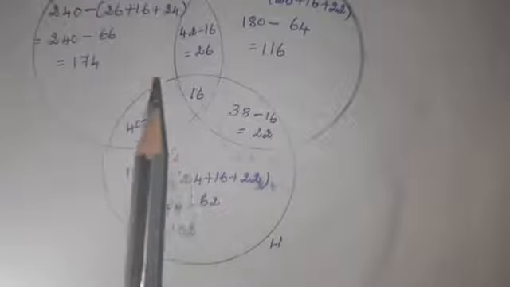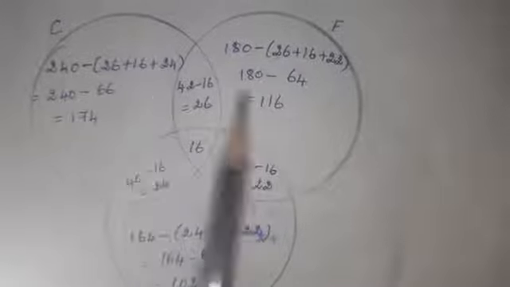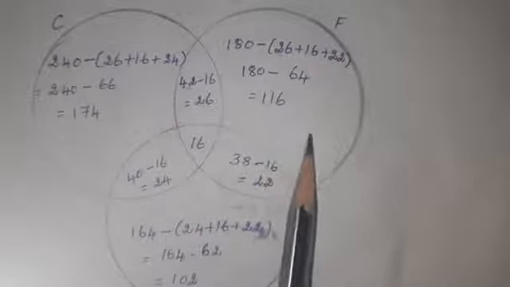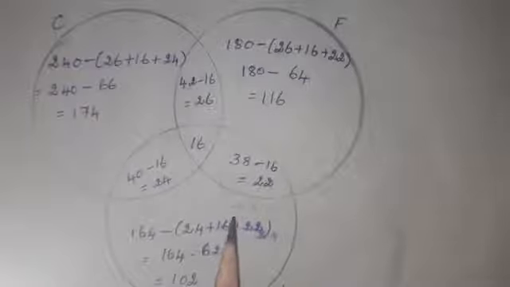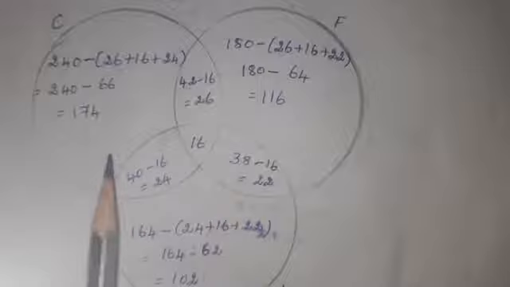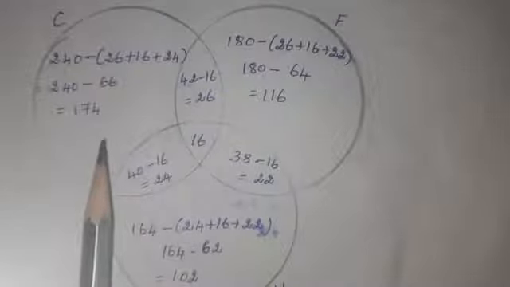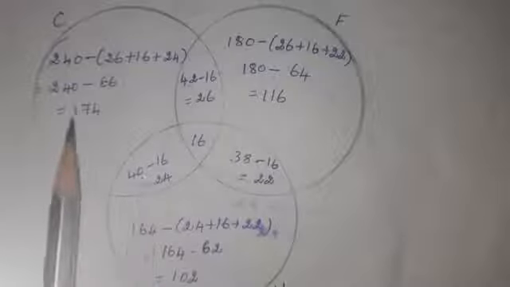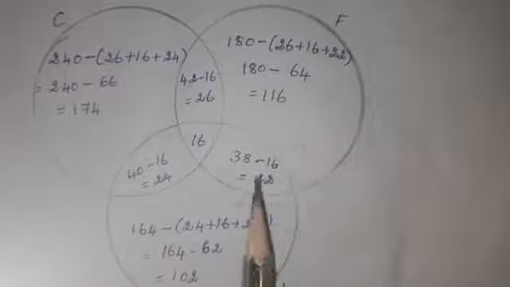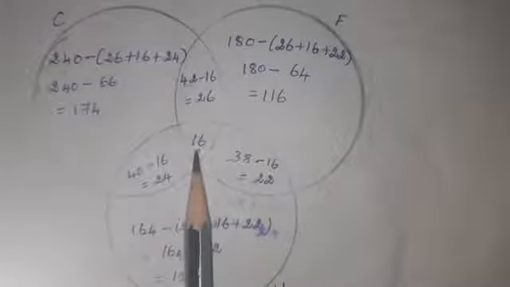Then they gave us cricket and football is 42. This is common for cricket and football, so here you should write 42. Next, football and hockey is 38, so here you write 38. Next, cricket and hockey is 40. Whatever they gave in the question, in that place you should write. This is the common place for cricket and hockey, and this one is the common place for football and hockey. All the three common is this place, that is 16, here I have written.